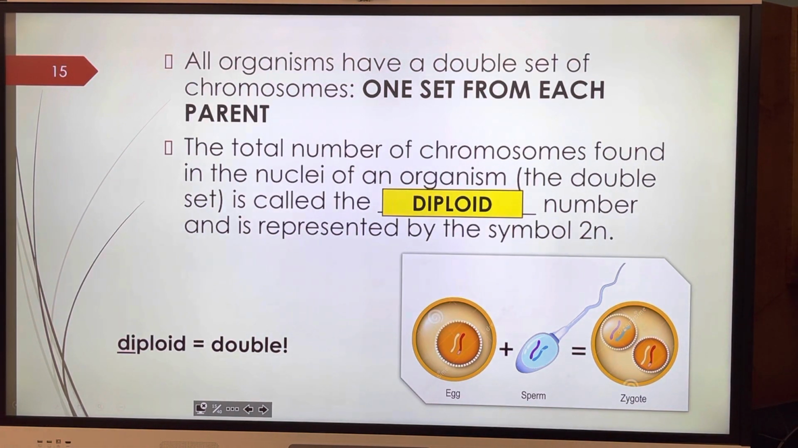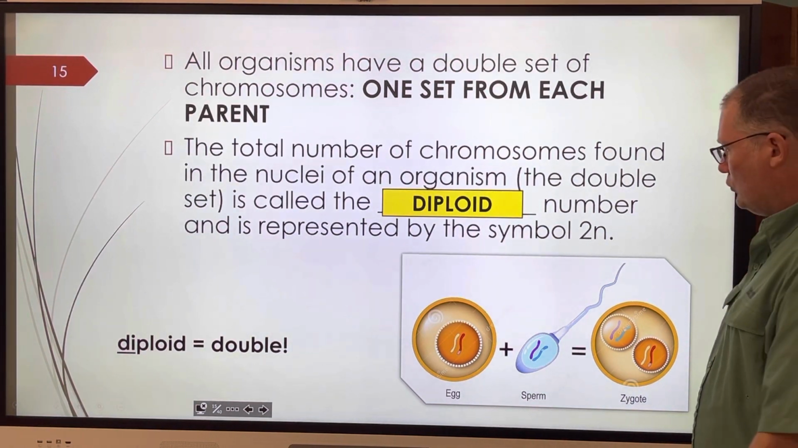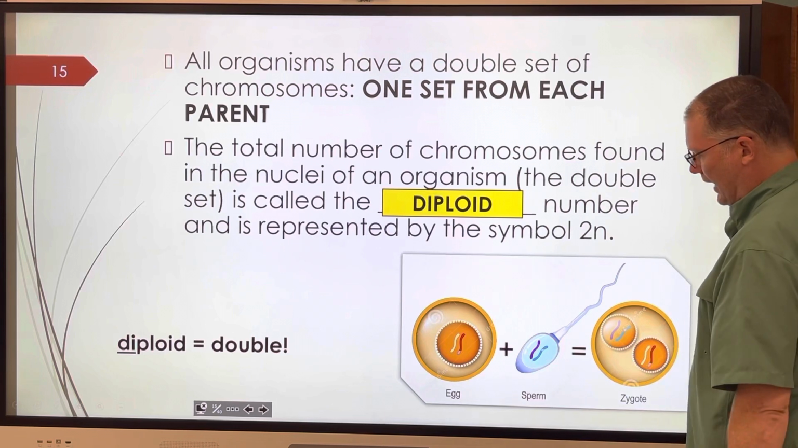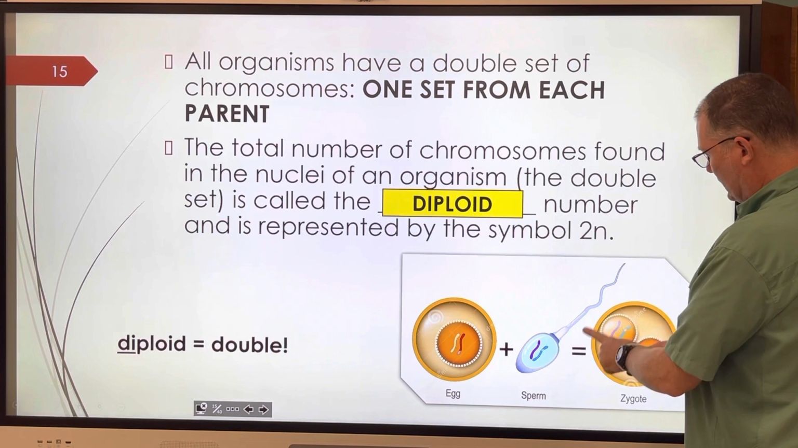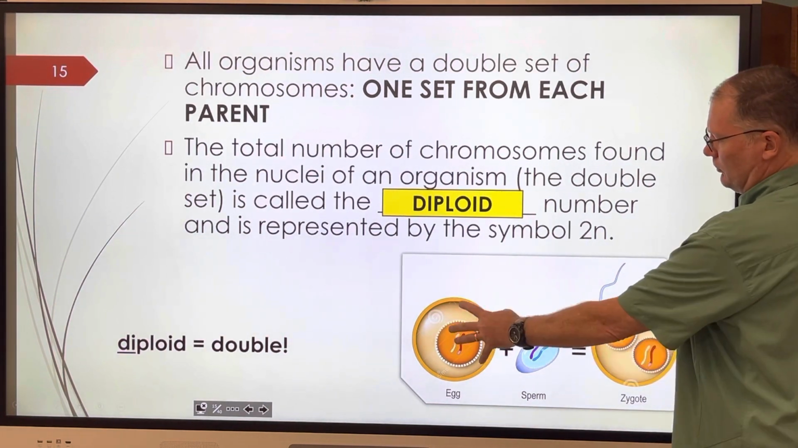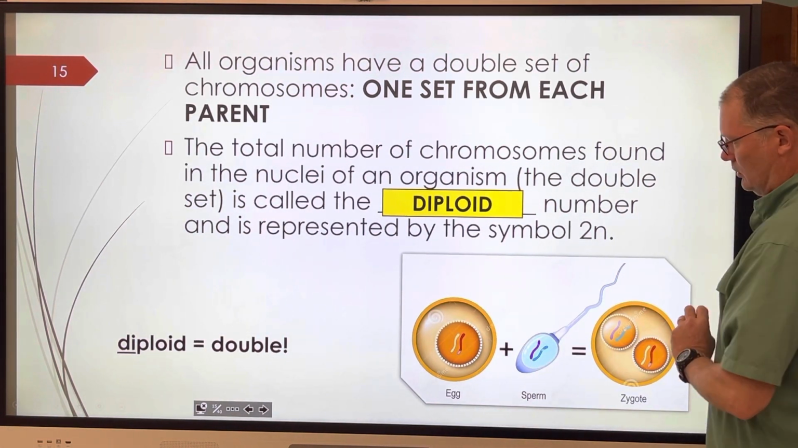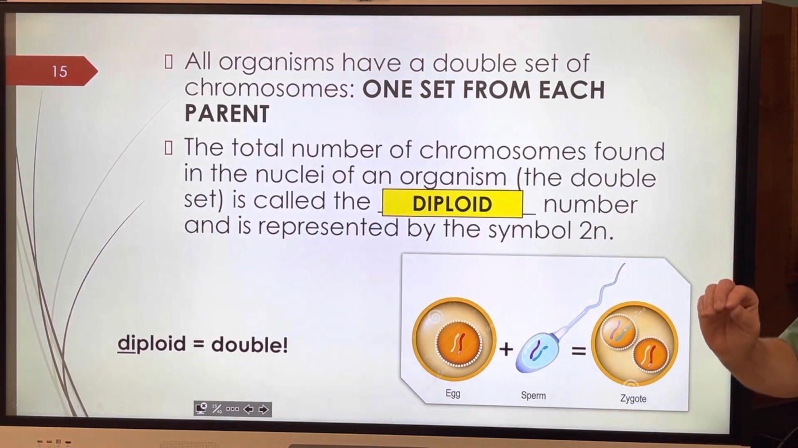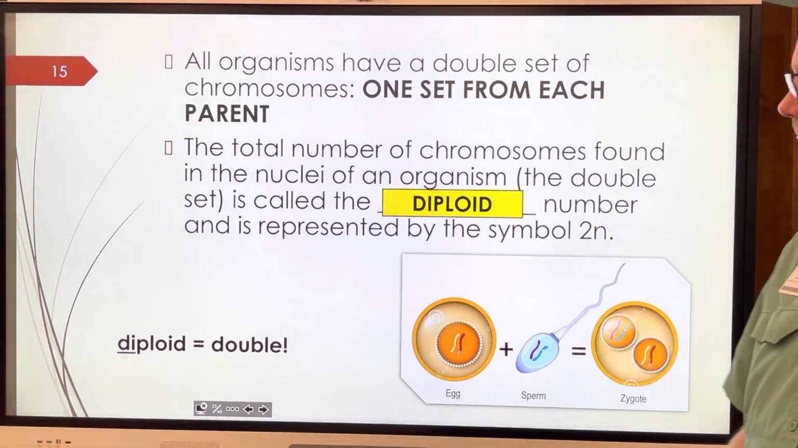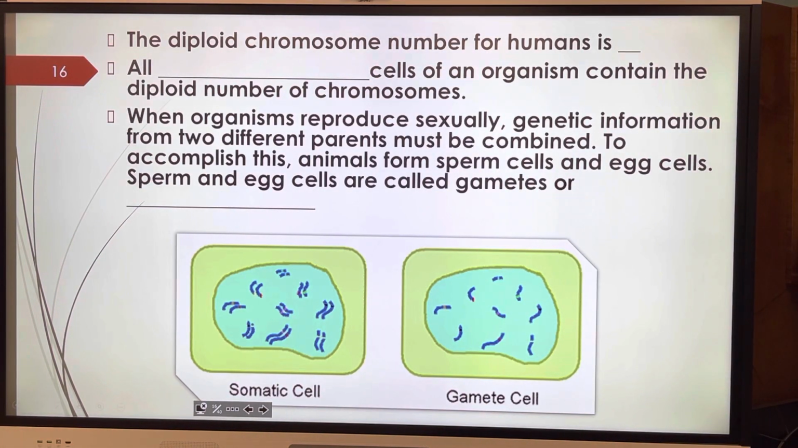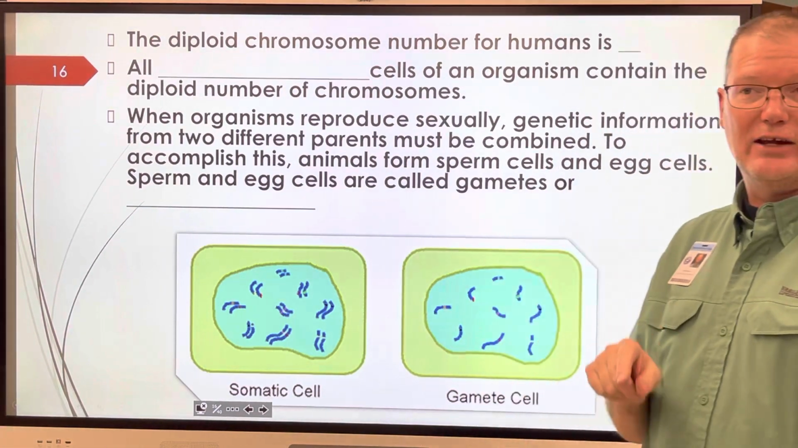That is on the bottom of page 4, okay? Slide 15, bottom of page 4, that's where we are right now. So you got egg from mom, sperm from dad, and you can see how they've got copies. Okay, and now the zygote is going to be double. Double the egg, double the sperm to make a diploid number. Di means two, right?